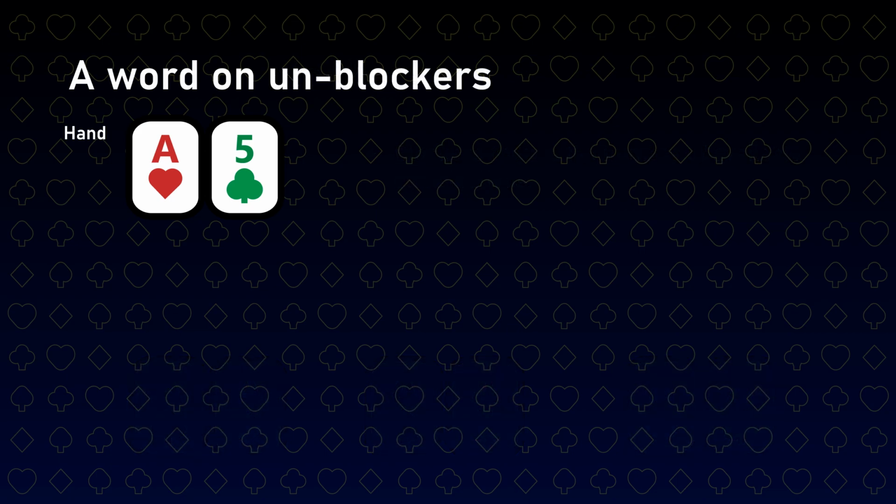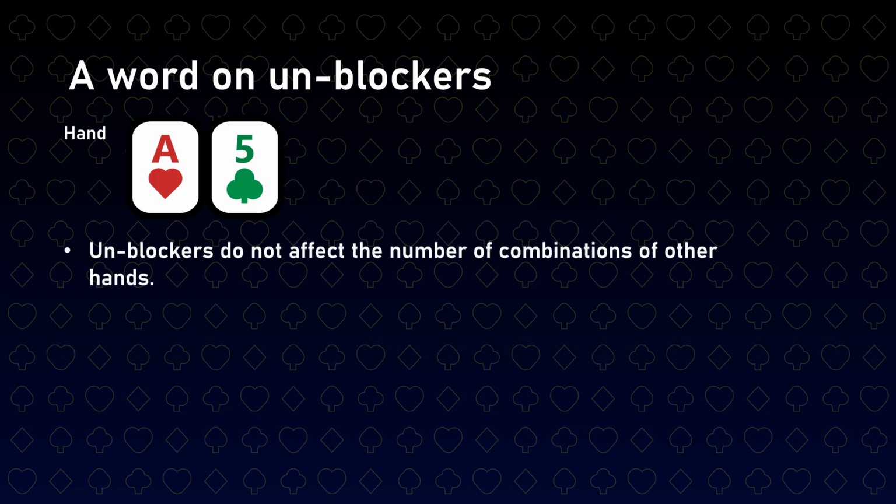Unblockers work in the opposite way. If we are dealt our ace of hearts and 5 of clubs again, we unblock other hands such as kings and queens. This essentially means we don't have any effect on the remaining combinations of non-ace and non-5 hands.